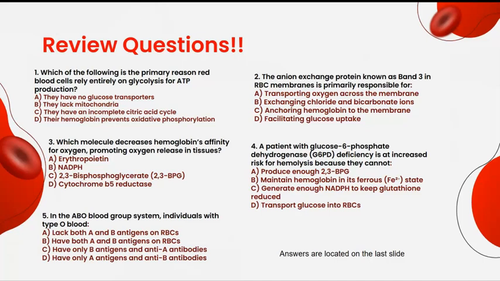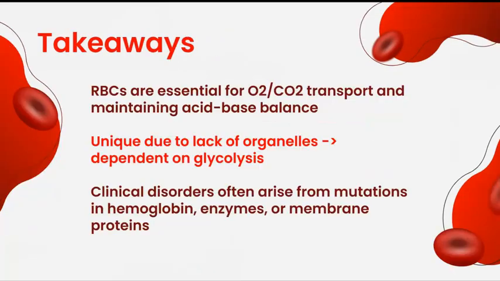Third, which molecule decreases hemoglobin's affinity for oxygen, promoting oxygen release in tissues? Fourth, a patient with glucose-6-phosphate dehydrogenase deficiency is at increased risk for hemolysis because they cannot what? And fifth, in the ABO blood group system, individuals with type O blood, what? And the answers are located on the last slide.